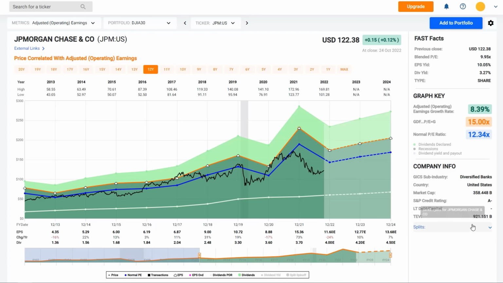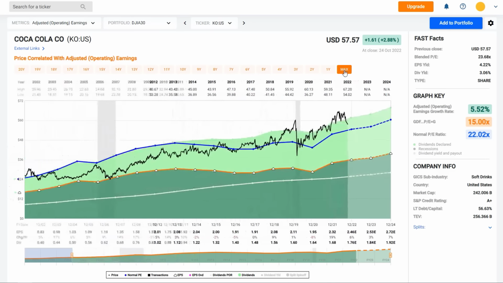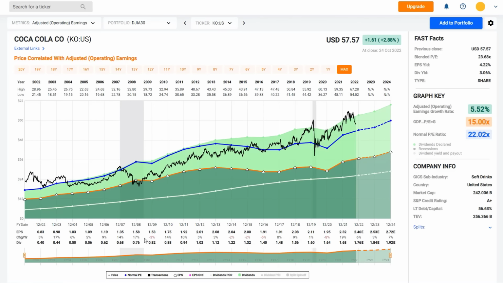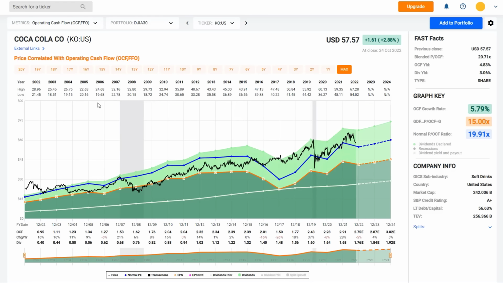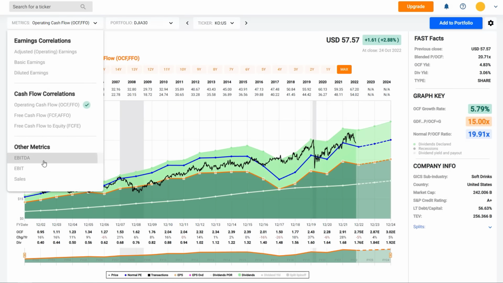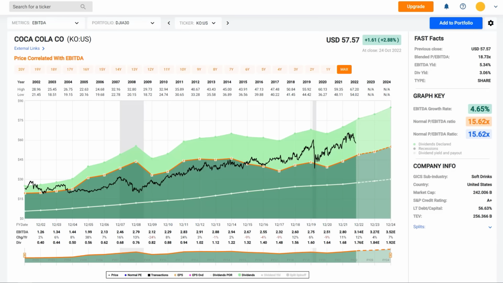Coca Cola has been a premium valued stock forever. It doesn't grow anywhere near as fast as some people think it does. It has traded at a premium valuation quite a bit. It's almost better to look at Coca-Cola from cash flows, but no matter how you look at the stock right now, even looking at it with EBITDA, I think the stock looks rich relative to what its potential future growth is going to be.